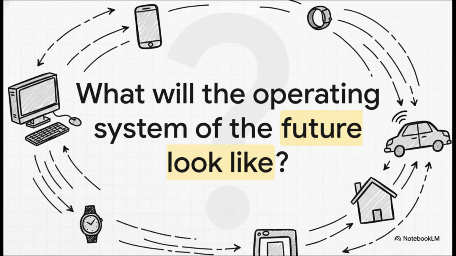So I want to leave you with this final thought. The OS was perfected in an era of one person, one computer. But our world today is all about interconnected devices, our phones, watches, cars, homes. This raises a really fascinating question. What will the operating system of the future look like? What will it need to do to manage not just a single device, but an entire ecosystem of them, all working together seamlessly?